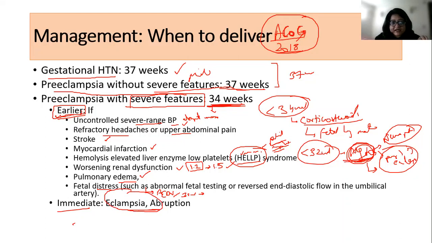Otherwise, 34 weeks or earlier if you have any of these features. And without severe features, mild and gestational, once she reaches term, terminate the pregnancy. Okay, so I hope this is clear. Hypertension in pregnancy, when do you need to terminate? Anything less than 34 weeks, give corticosteroids. If she's having severe preeclampsia or eclampsia, give magnesium sulfate also. If she's less than 32 weeks, for neuroprotection, give magnesium sulfate. This is not only for hypertension. Neuroprotection and corticosteroids are for all complications. Less than 34 weeks, corticosteroids; less than 32 weeks, magnesium sulfate.